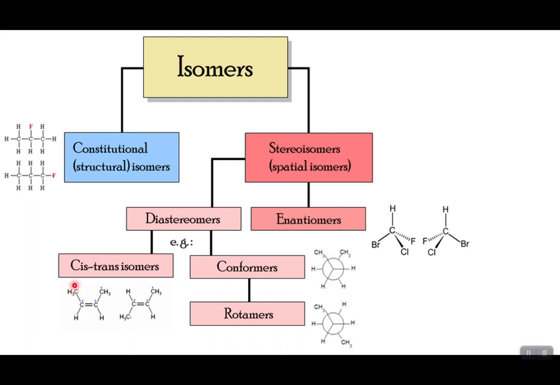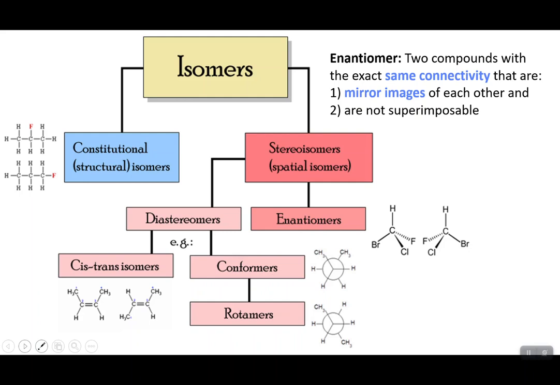If they were on opposite sides, that was trans. So this was a type of stereoisomer. Now we're going to learn about a new type of stereoisomer, which is applicable to carbohydrates, which are called enantiomers. So a definition of enantiomer is basically two compounds with the exact same connectivity.